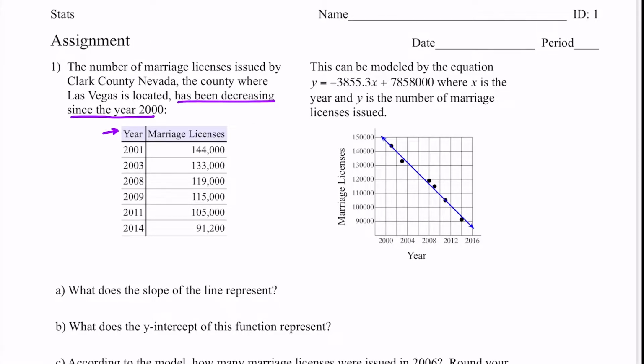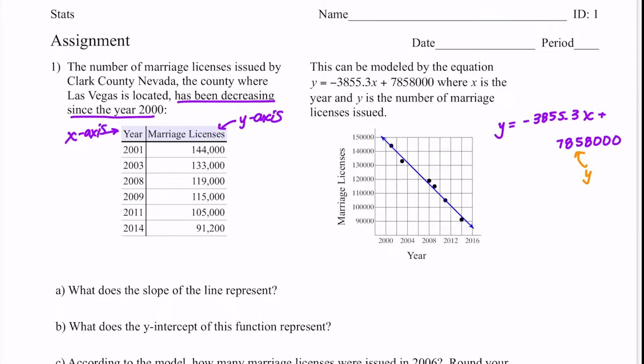So we're given a couple of pieces of information: year, which will be on your x-axis, and the number of marriage licenses, which is going to be on your y-axis, and you can see that on the graph to the right. Now we are going to write the equation out, which is y is equal to negative 3,855.3 times x plus 7,858,000, where x is the year and y is the number of marriage licenses issued.